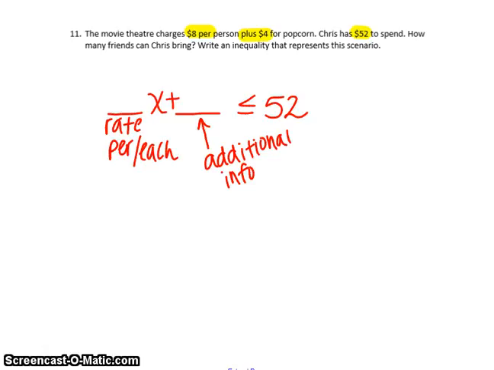So my rate, I look for per or each. I find that right here, and so it's 8. My additional information, it says plus $4, so I know that I add 4. So my inequality says 8x plus 4 is less than or equal to 52. Number 12 is just like this one, so let's jump to number 13.